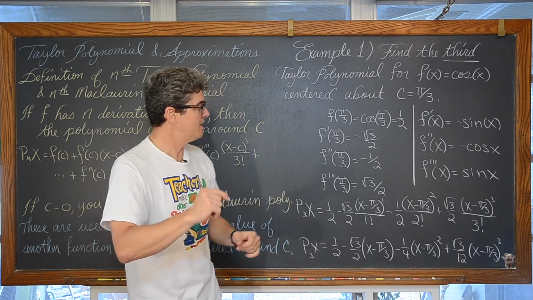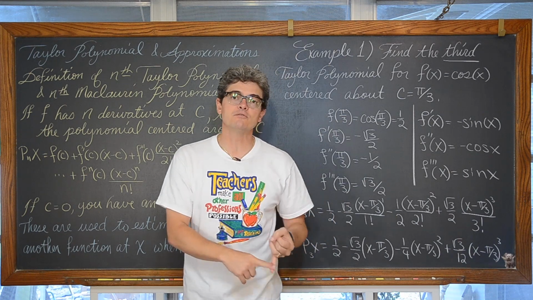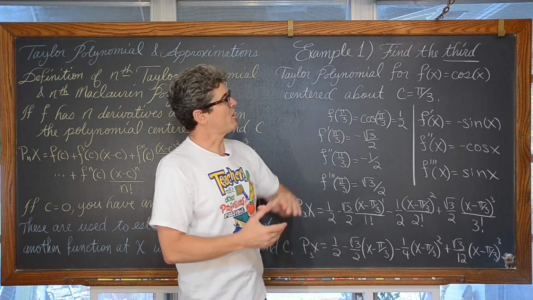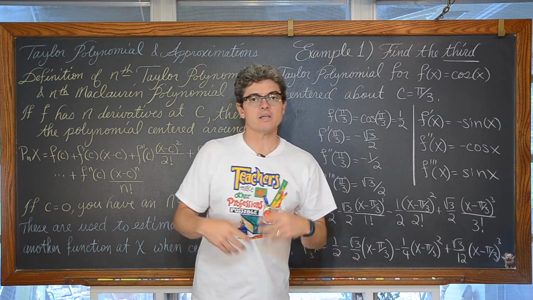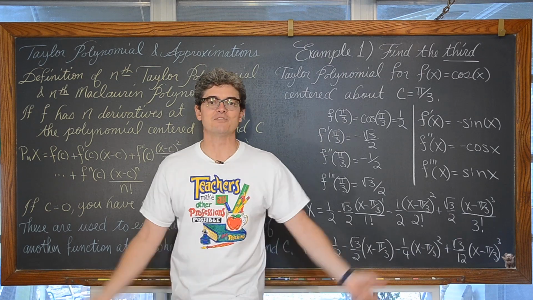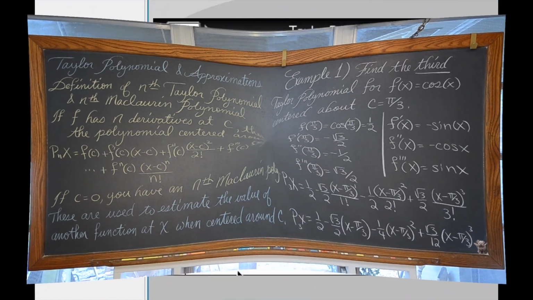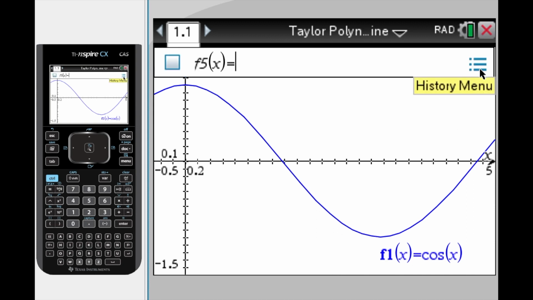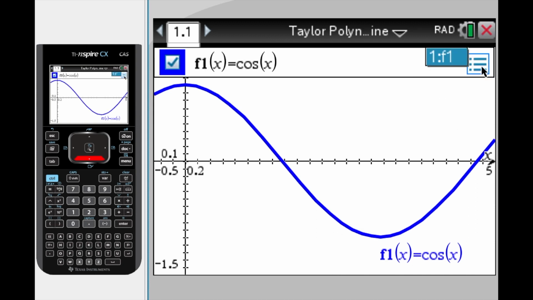Now, before we move on to that, let's see what the first, the second, and the third degree Taylor polynomials centered around pi over 3 look like, so you can see how these are estimating, in this particular case, the cosine function. So here we have our TI-Nspire graphing calculator up, and y equals the cosine of x displayed in radians, of course. We're going to double tap this and open up our menu here.